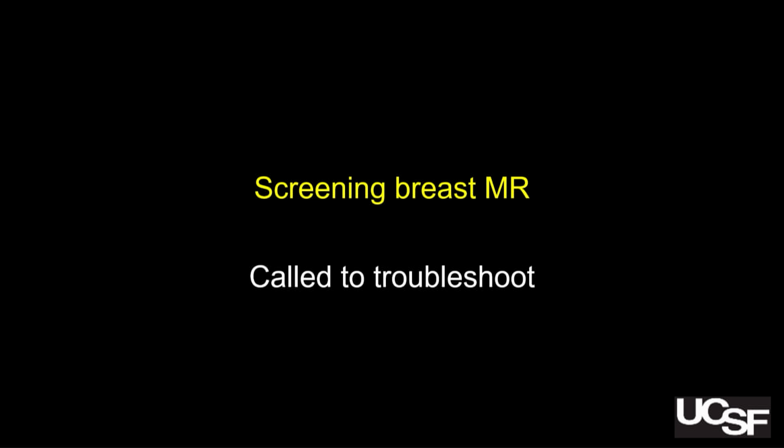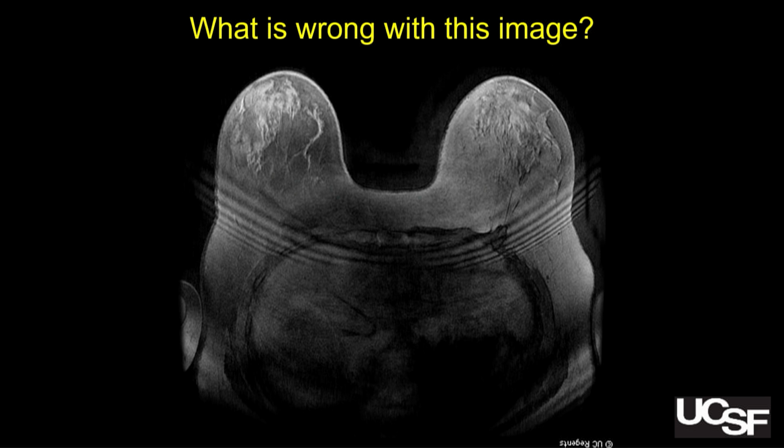Okay, case 6, screening MR. Yay, screening, but troubleshooting needed. So there you go. What doesn't look good? Hopefully, you'll feel like, well, what are these? It's zebra stripes there, this rainbow. Yeah, did the phase get swapped?